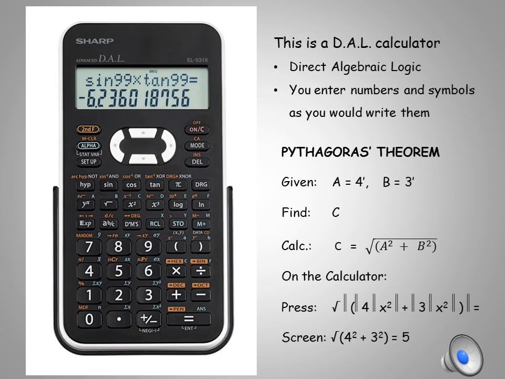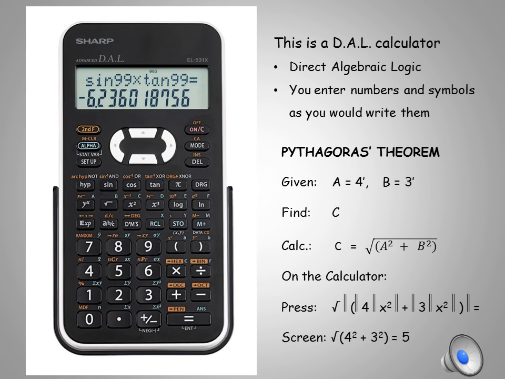For doing our work in roof geometry and for the rest of our calculations that we have to do in carpentry, I would recommend that you get a DAL calculator. This picture here is one of a Sharp calculator. DAL stands for Direct Algebraic Logic. You're probably looking at about $15 for something like this. The good thing about a DAL calculator is that you enter your numbers and your symbols just as the way you would write it on the page.